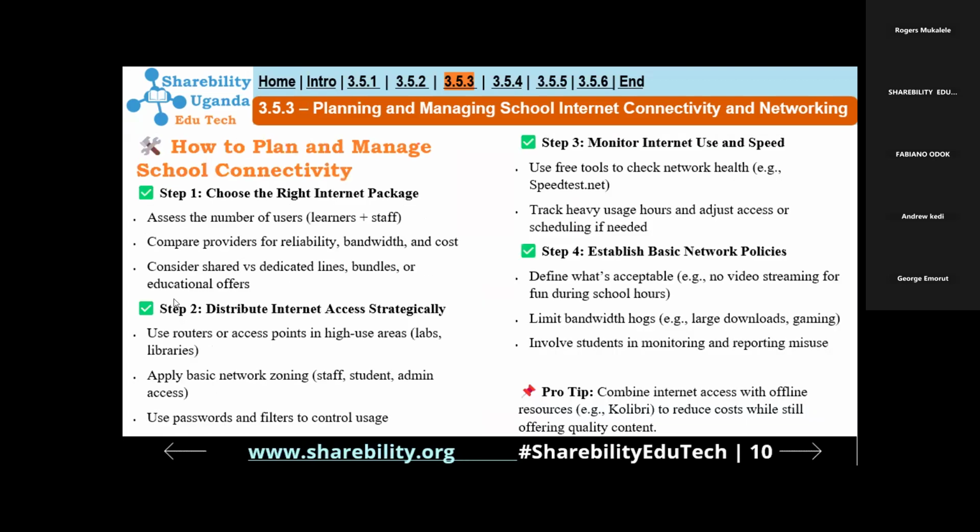So to plan for connectivity, as you talked about it: choose the right internet package. Consider different providers. Make sure you do your research. Get internet strategically. Put routers in the right places.